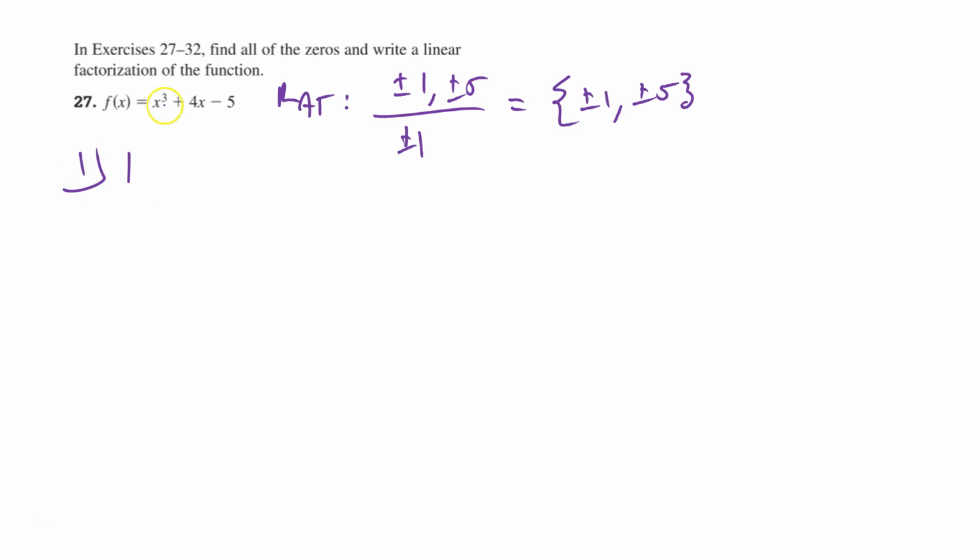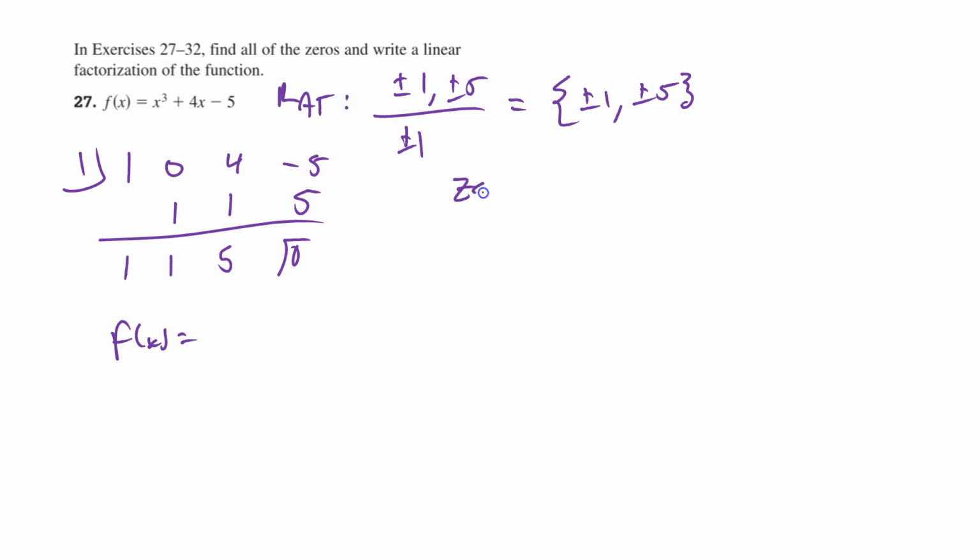So coefficients here, 1. I'm missing an x squared term, so I have a 0. And then I have a 4 and a negative 5. Let's see if 1 works. 1 comes down, times 1 is 1, plus 0 is 1, times 1 is 1 again, plus 4 is 5. Hey, look at that. 5 makes a 0. So what I've shown now is that I found a zero of f of x, which is 1, and my factor that goes along with it, x minus 1.